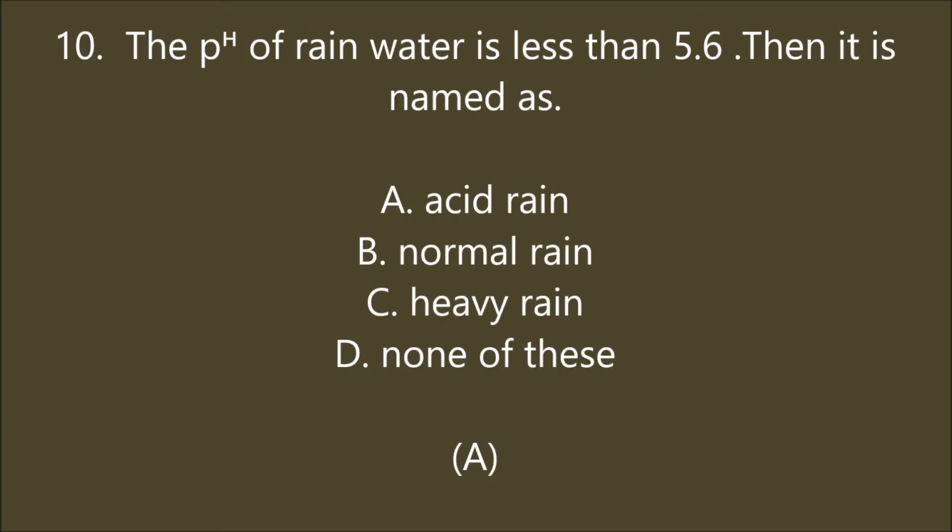If the pH of rainwater is less than 5.6, then it is named as acid rain, normal rain, heavy rain, none of these. A is the right answer, means acid rain. When acid rain flows into the rivers, it lowers the pH of the river water. The survival of aquatic life in such rivers becomes difficult.